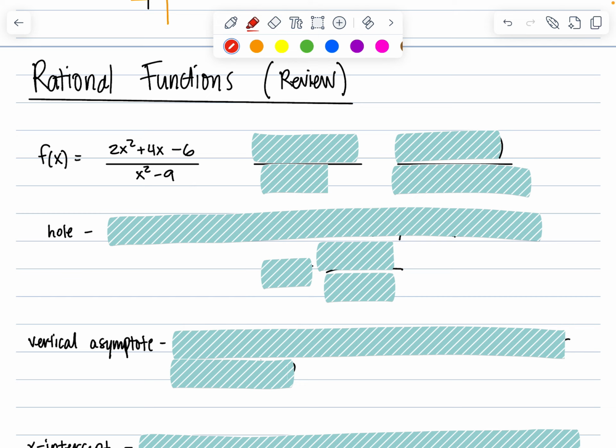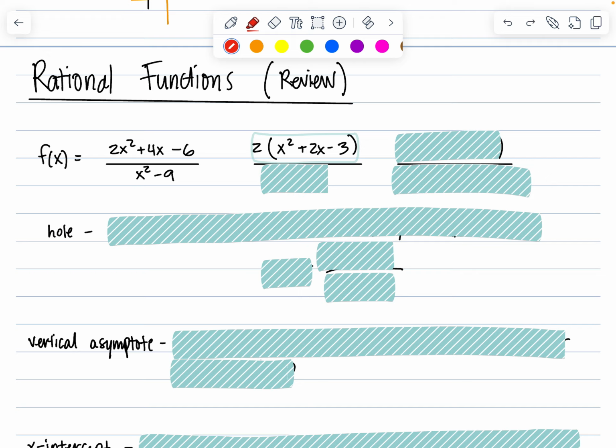So in this first particular term, the numerator anyway, we see all of this is divisible by 2, right? So that means we have a GCF of 2. And if we divide out a 2 from that particular numerator, we end up with 2 times the quantity of x squared plus 2x minus 3.